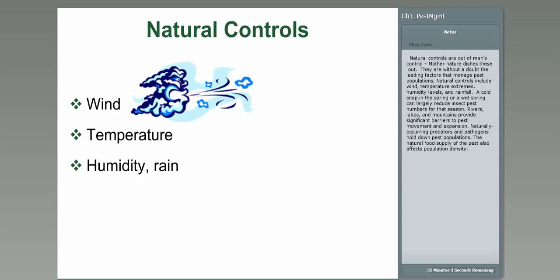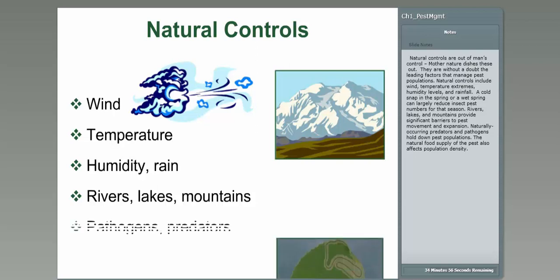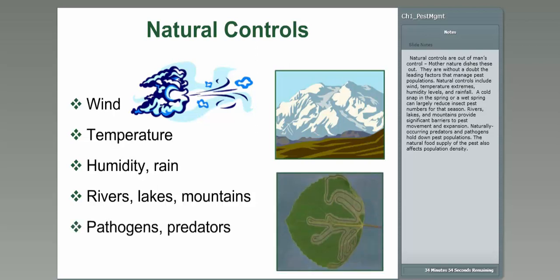Rivers, lakes, and mountains provide significant barriers to pest movement and expansion. Naturally occurring predators and pathogens hold down pest populations. The natural food supply of the pest also affects population density.